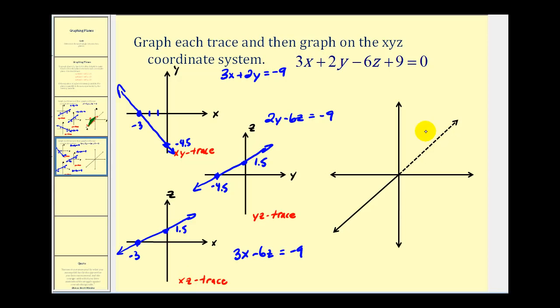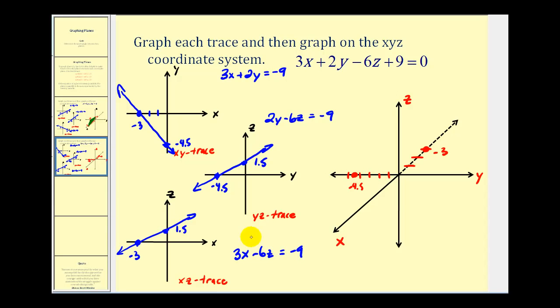Now we'll go ahead and sketch it on the three-dimensional coordinate system. So again, here's our x, y, and z axes. So the x-intercept is negative 3, so we'll go back 3 units. This point is on the plane. The y-intercept is negative 4.5. So we'll go left 4.5 units, somewhere in here.